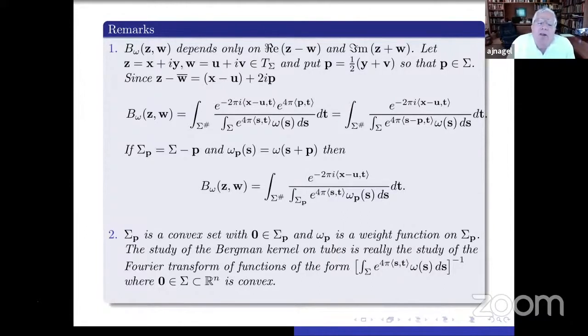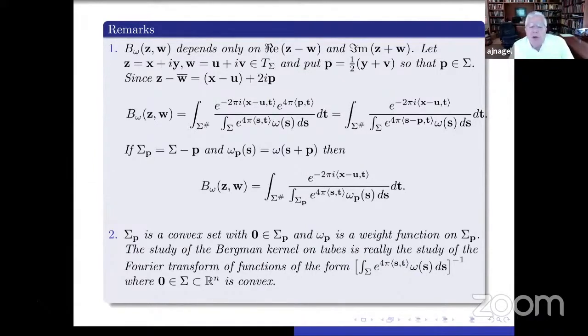And now we can write the Bergman kernel as I've written here in the fourth line. I can move this 4 pi inner product of p with t downstairs. So I have this formula. This shows that the Bergman kernel only depends on x minus u and p. And if I let sigma sub p be simply the translate of sigma, and then translate omega, the weight function, similarly, then I have this formula for the weighted Bergman kernel. And the remark is that this set sigma p is just a convex set which contains the origin, and omega p is a weight function.